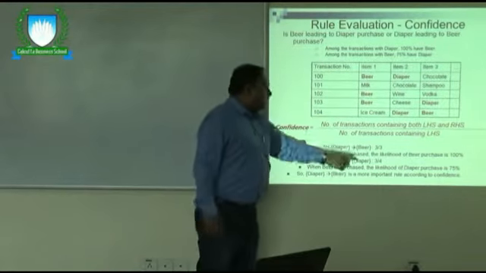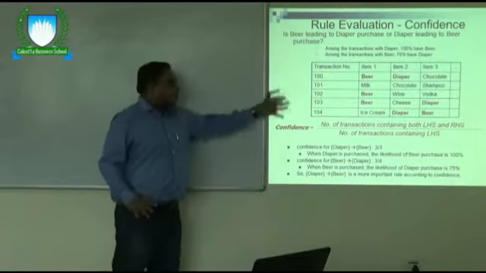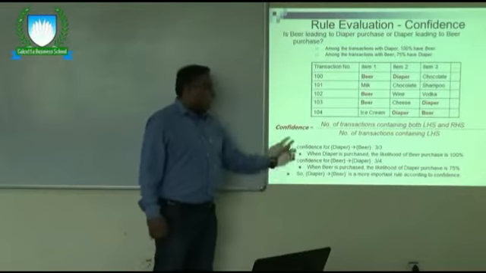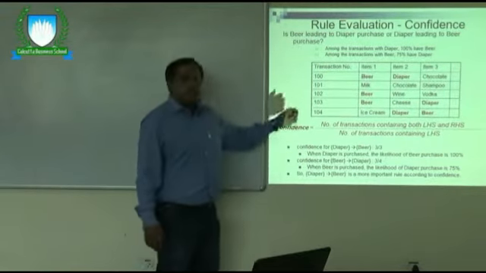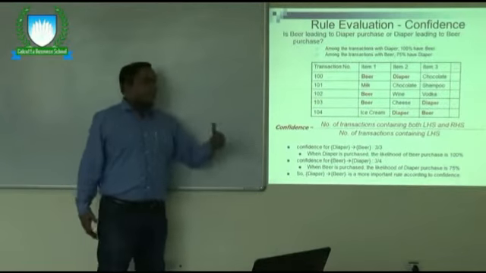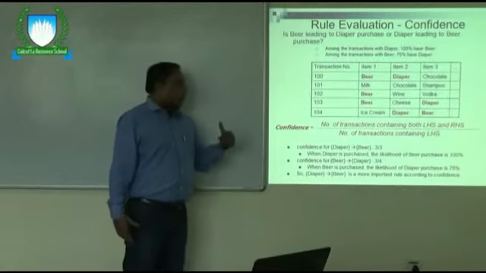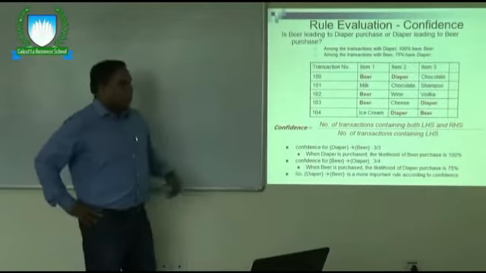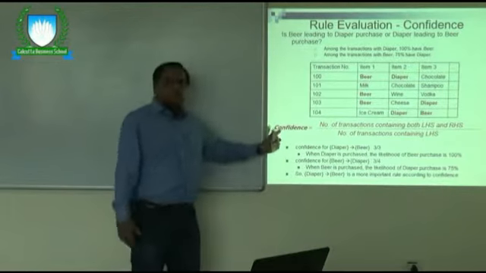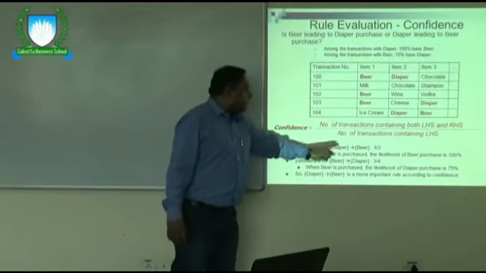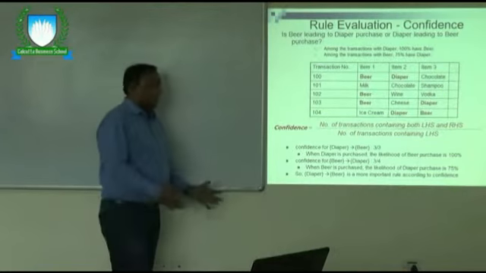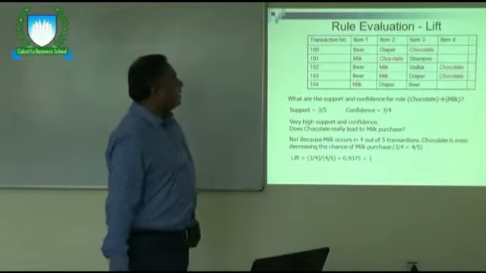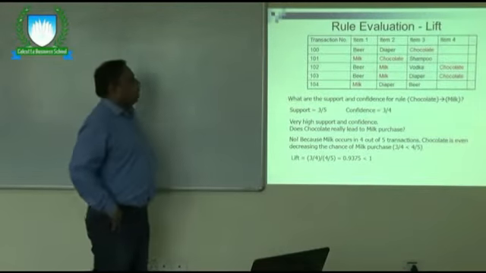So when diaper is purchased, the likelihood of purchase of beer, at least so far as these transactions are concerned, is 100%. Whereas confidence for beer arrow diaper is actually 3 by 4, because in 3 cases we find that beer and diaper occur together where we are finding beer is there. So this is 3 by 4. So you can see, so far as the confidence measure is concerned, the rule diaper arrow beer is stronger than the rule for beer arrow diaper. So this is one insight that we have to take into account.